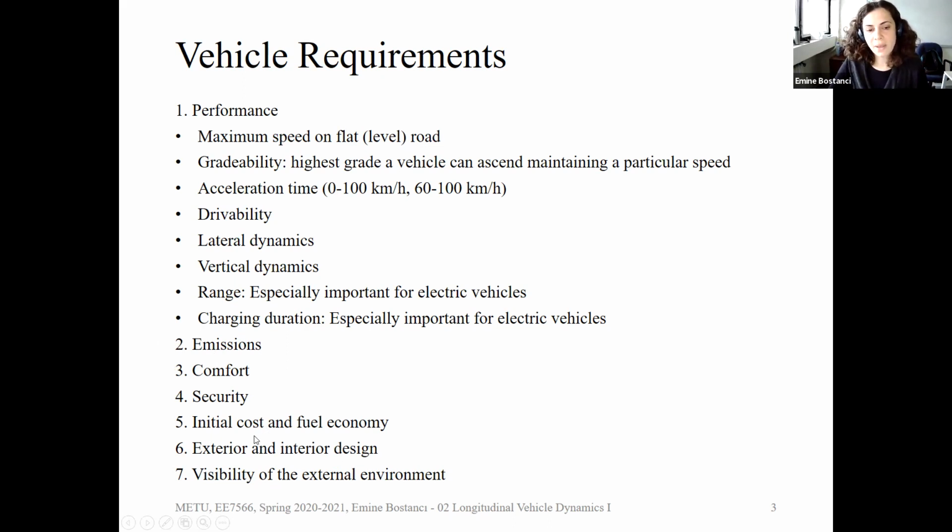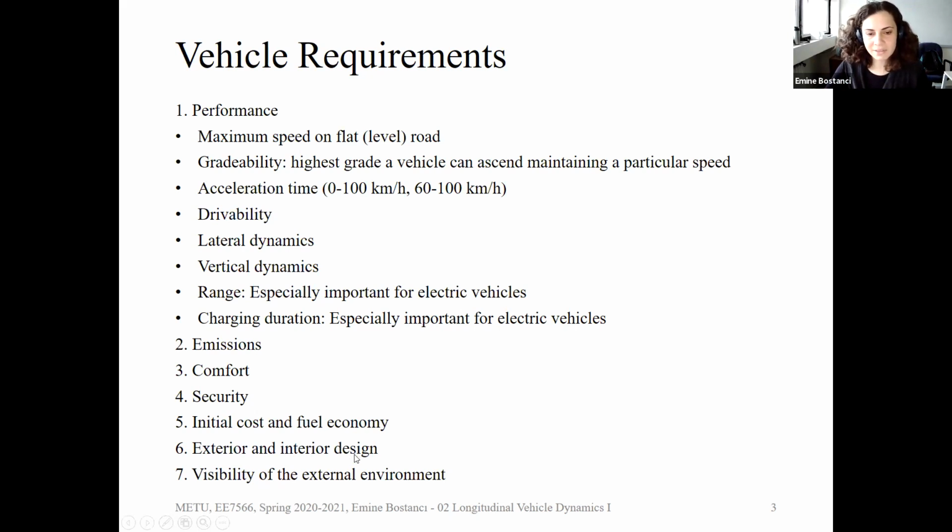Of course, then you need to pay some money, the initial cost and the fuel economy. Here, I didn't just put the fuel economy, but the initial cost too, because a vehicle can have a very good fuel economy, but maybe its initial cost is too high. So we need to think of both aspects at the same time.